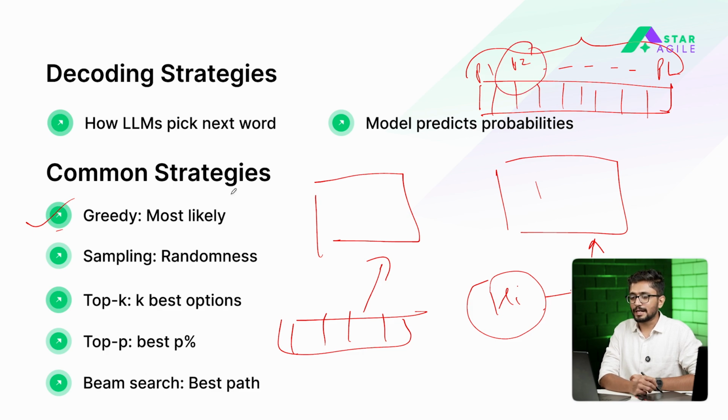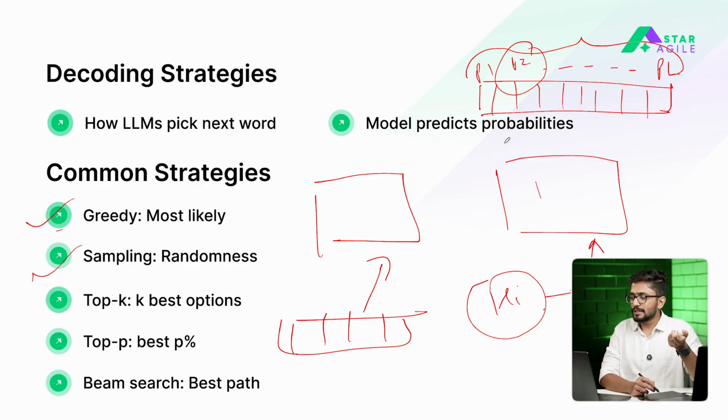So whichever probability is the highest, choose that as the next token of the sequence. The second one is known as random sampling. In sampling, it basically picks a sample from the generated set of values based on the associated probabilities. Although the word with the highest probability gets the highest chance of being picked, it's not guaranteed that it will be generated every time.